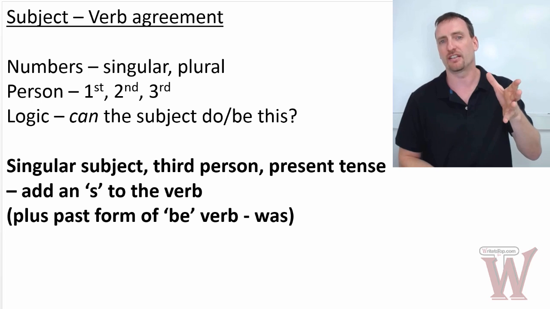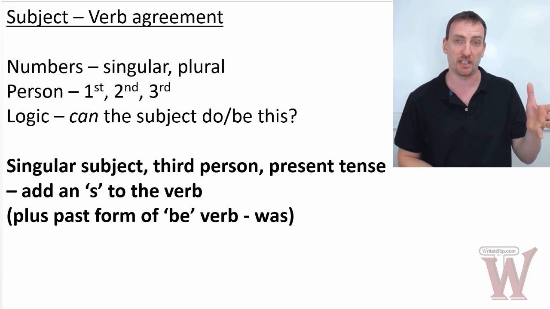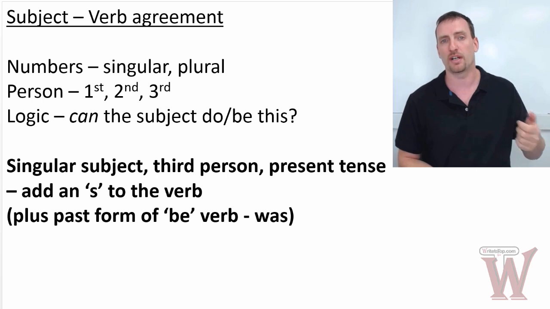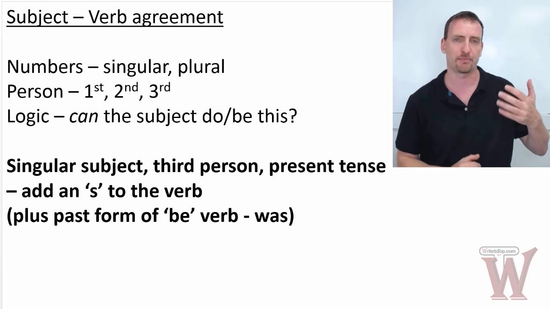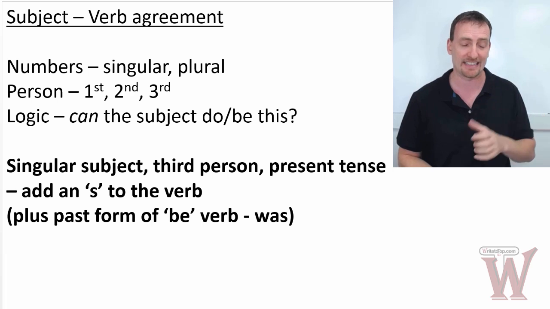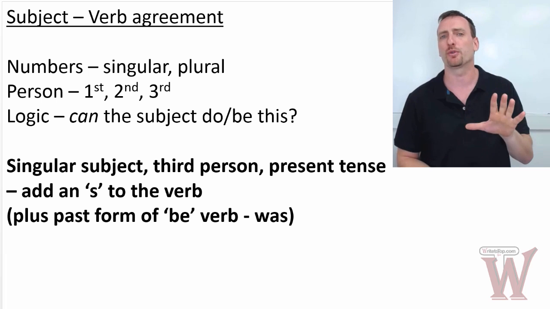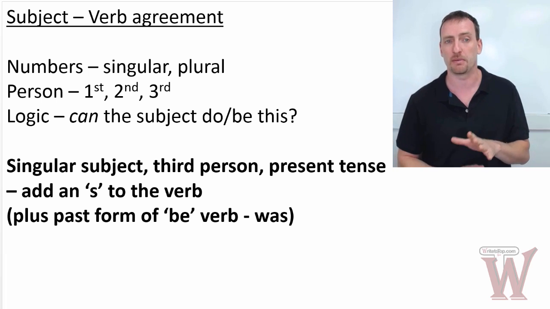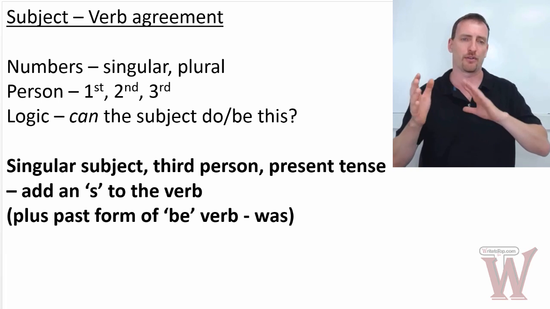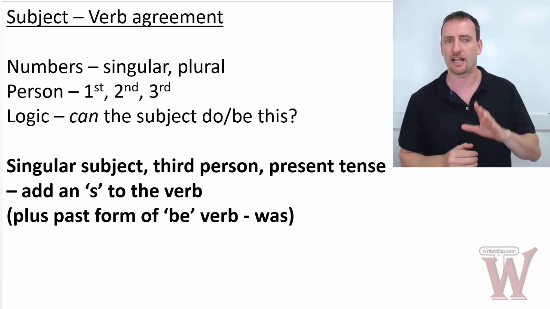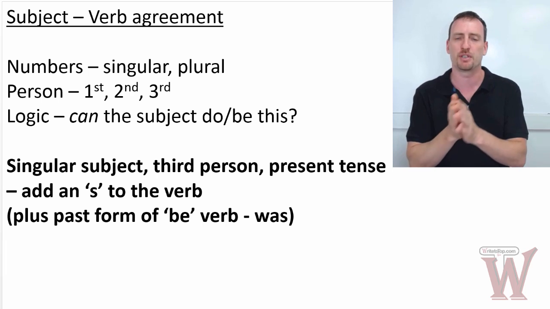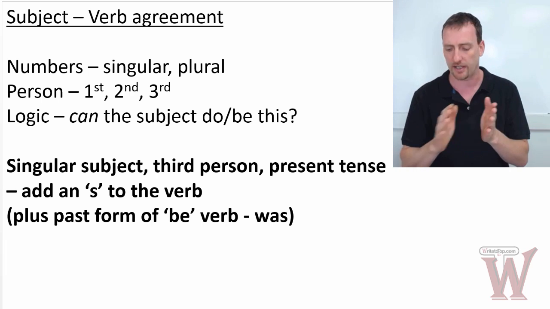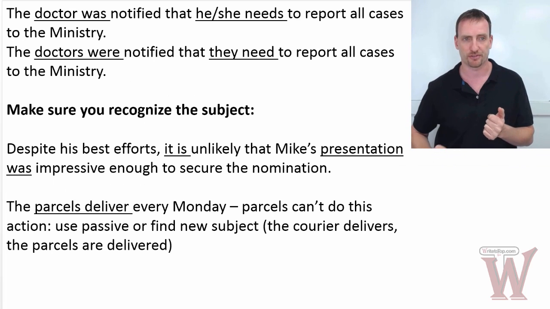In the past tense of be, he was, she was, it was. Everything else is different except for I. I was, that's the exception. So this is basically what we're looking for in terms of agreement between subject and verb. Now, there are a lot of different elements we can look at, but in today's video, I just want to look at making sure that you recognize subjects and verbs and then make sure that they go together. So let's look at some examples.